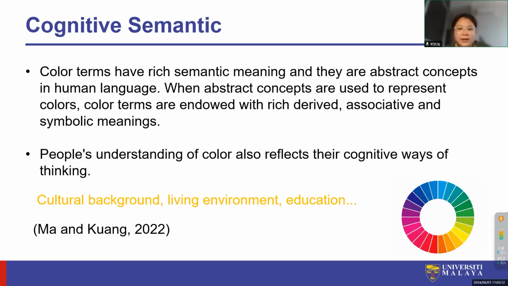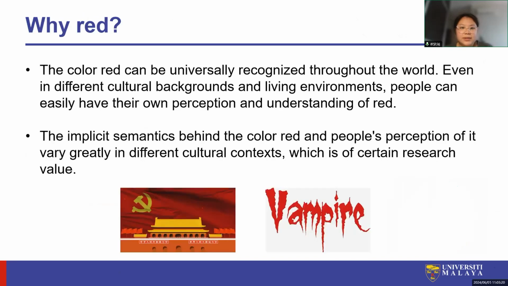For example, these factors can affect it: cultural background, living environment, and education. Next, we plan to choose the color red to study because, first, it can be universally recognized all over the world. Even in different cultural backgrounds and living environments, people can easily have their own perception and understanding of red. And second, the implicit semantics behind the color red and people's perception of it vary greatly in different cultural contexts, which is of certain research value.